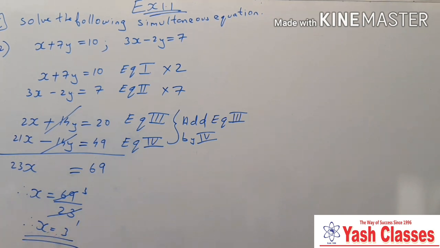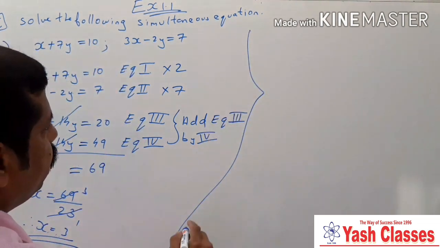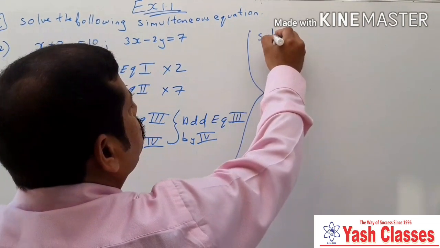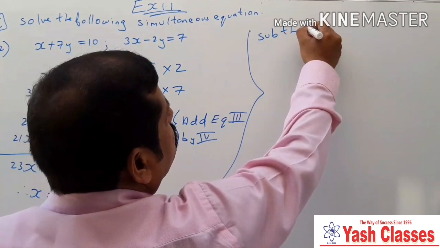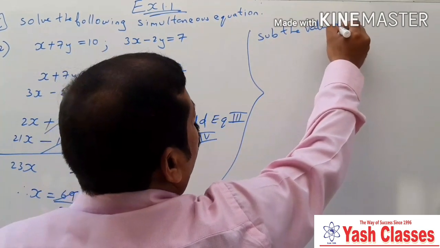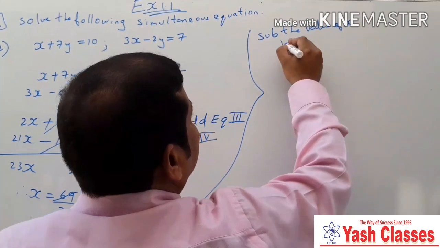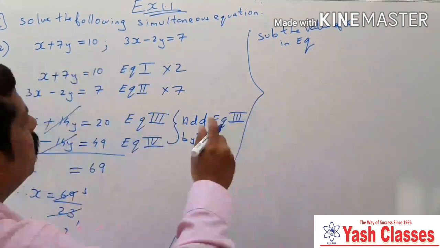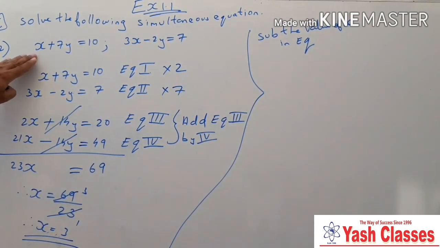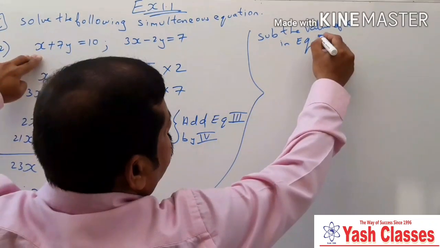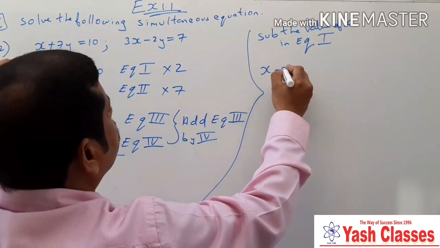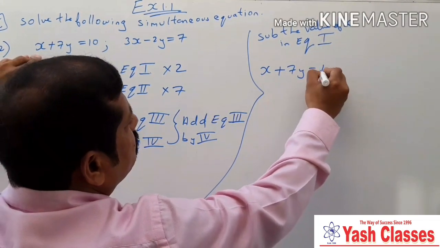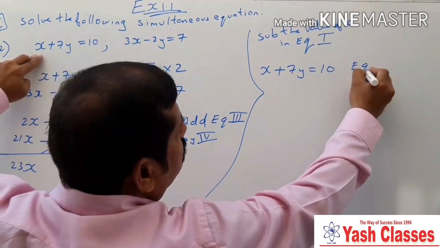Okay. Now you have to substitute the value of x in an equation. You can take any equation. We are taking the first equation: x plus 7y is equal to 10, equation number 1.